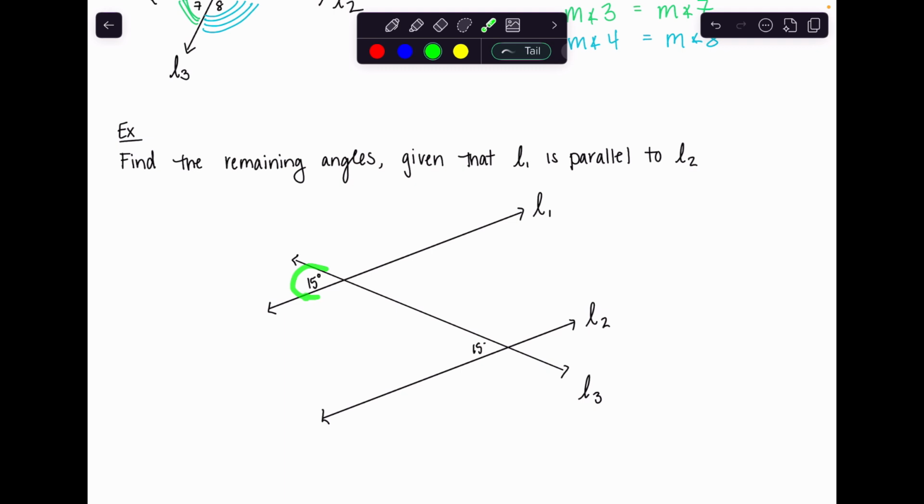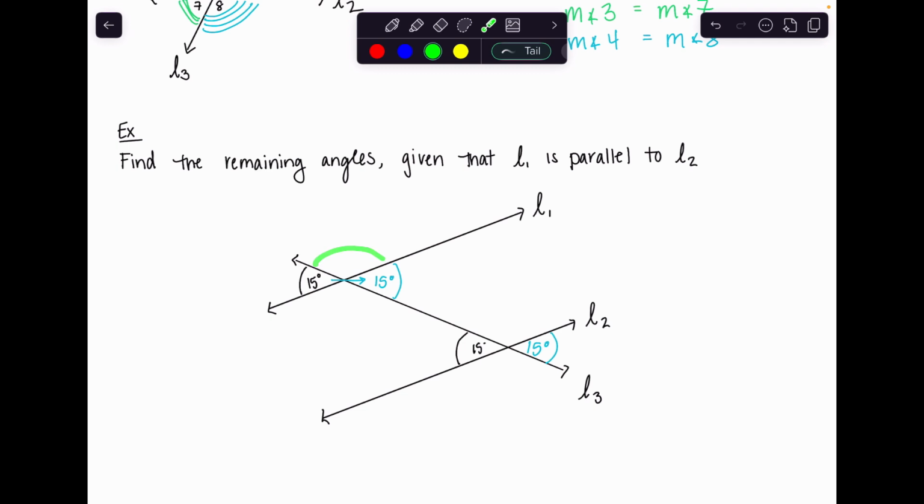So I'm told that this angle is 15 degrees, which immediately tells me that the corresponding angle over here is 15 degrees. And then the other thing I can do is fill in this vertical angle. This has to be exactly the same. So this is also 15 degrees. And likewise, you can use the fact that this is a vertical angle or that these two are corresponding. This one is also 15 degrees.